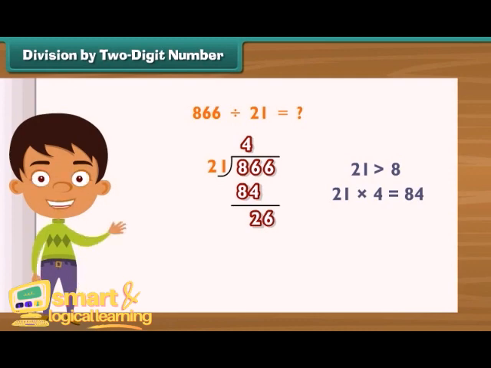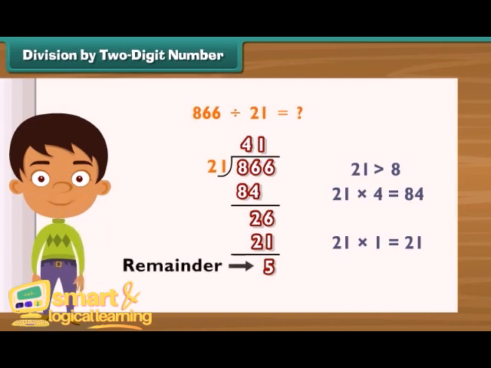Now divide 26 by 21. 21 into 1 is equal to 21. Place 1 above 866 next to 4 and subtract 21 from 26 to get 5. 5 is the remainder. Thus, 21 cannot divide 866 exactly. 866 divided by 21 is 41 with the remainder 5.